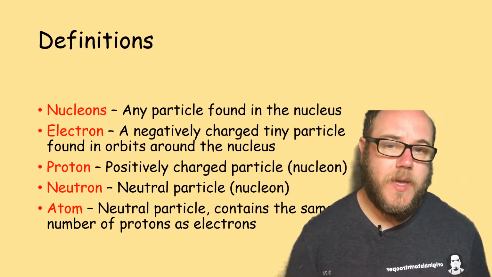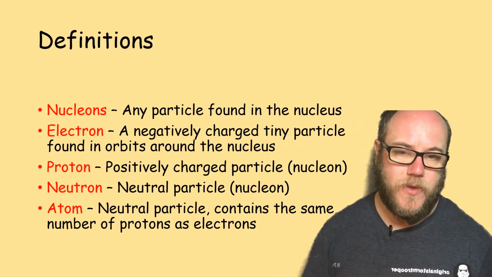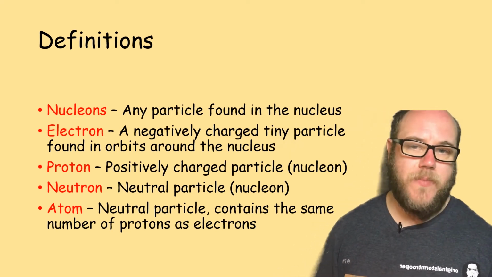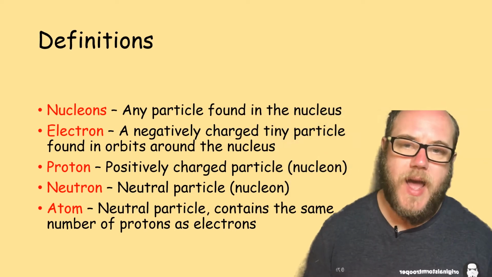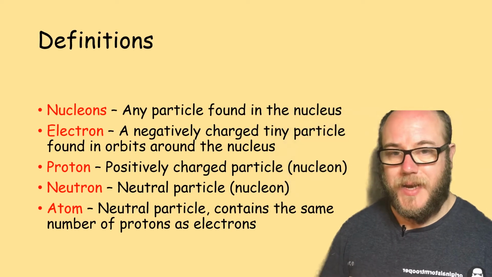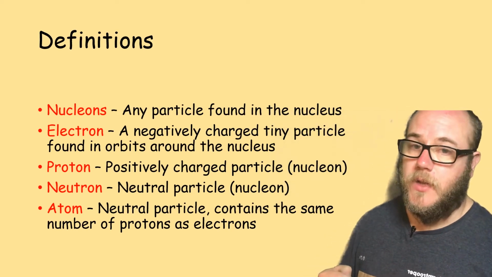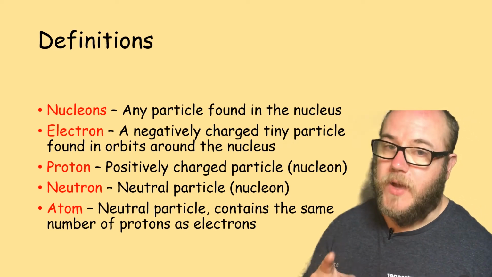An atom is always neutral. If it's not neutral, if it doesn't have the same number of electrons and protons, it's not actually an atom anymore. We call it something else. So an atom is always neutral. Same number of protons as electrons. Got 6 protons, you've got 6 electrons. Got 8 protons, 8 electrons.